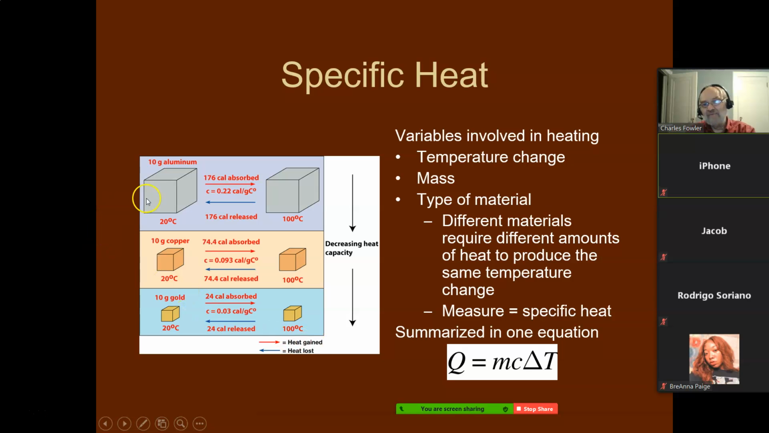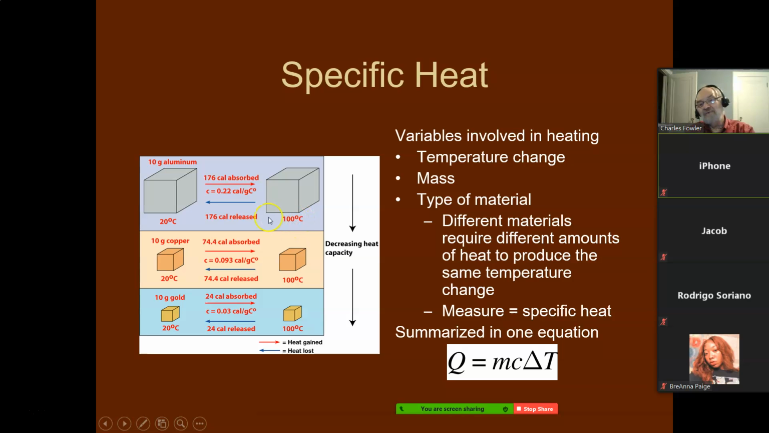Now here's that block of aluminum. This is not a peg, but this is a block, about 10 grams of aluminum. If it's at 20 degrees Celsius and you put a Bunsen burner under it and add heat to it, it will absorb 176 calories of heat, and because its specific heat is 0.22 calories per gram per degree Celsius, that will raise it to 100 degrees Celsius.